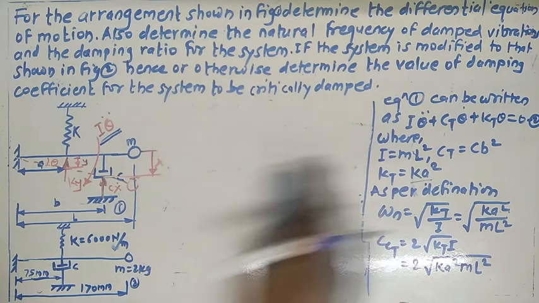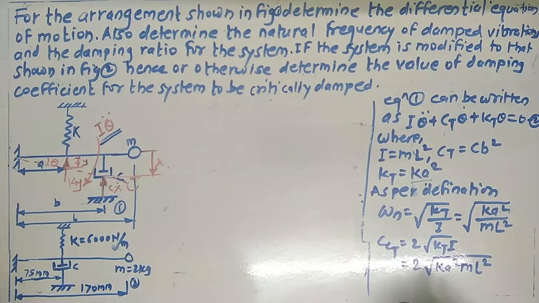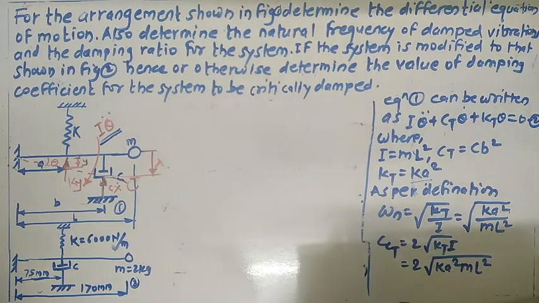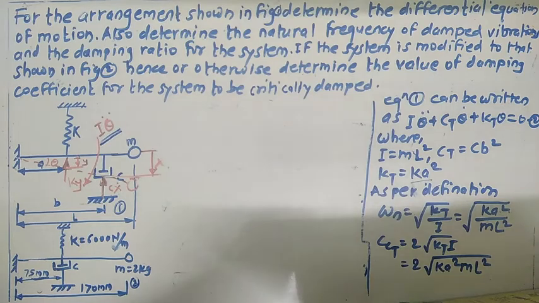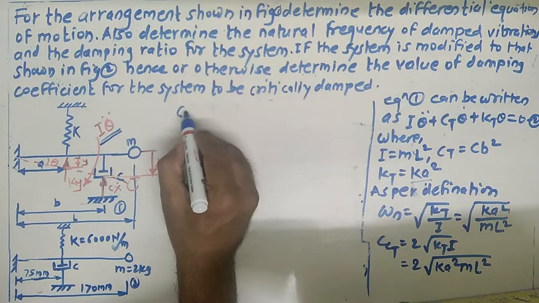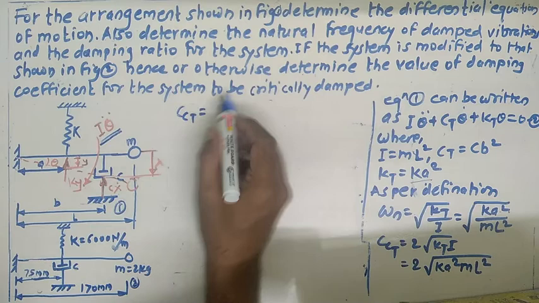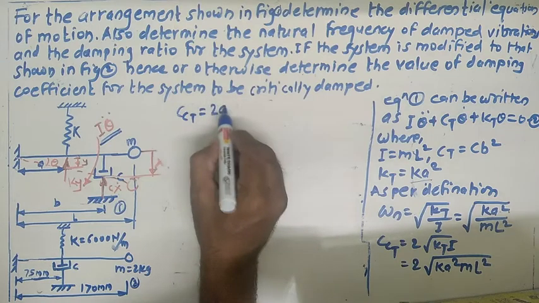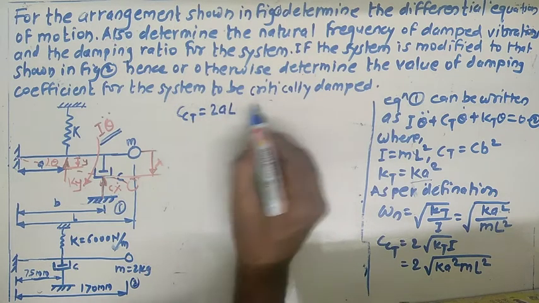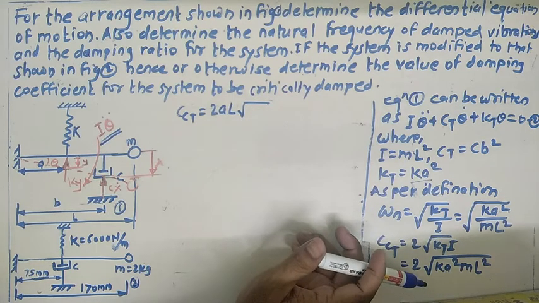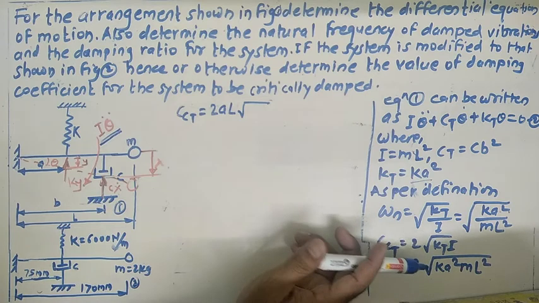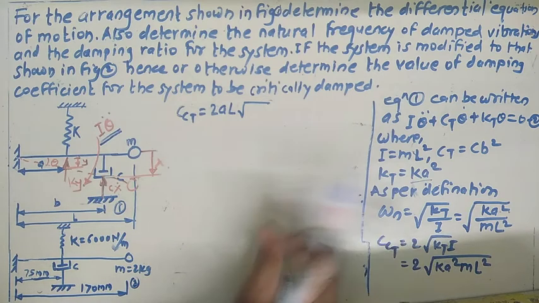Now look towards this one. A square and L square terms are inside the square root sign, so easily we can take both terms outside of the square root sign. Like this, a into L will come out, and only the k and m terms will remain inside the square root sign.